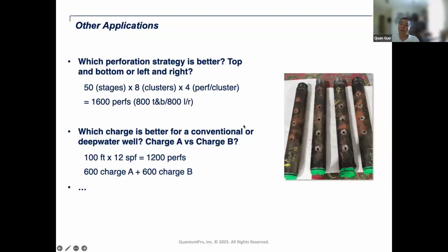So the point is, with these many tracers and these many charges, we basically eliminated the variables from the reservoir inhomogeneity, the reservoir variation. So that way, all we get is the charge orientation effect. And so, there is a second example, very similar, a charge A and a charge B. We can evaluate which one is a better charge for the specific well or reservoir.